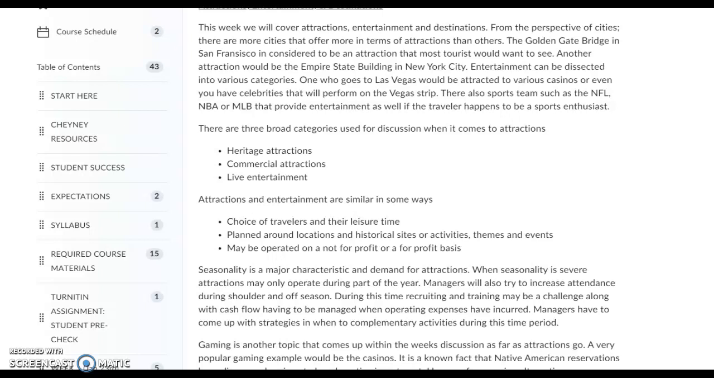Just another thing to think about when it comes to attractions and entertainment is leisure time, and then also planning around locations. And I just mentioned the historical sites a few minutes ago, as well as themes and events. Six Flags, for example, in different cities and states would happen to be an example. And then most definitely when you think about going to Florida, theme parks, Walt Disney World, or even if you were to go to California, Disneyland, okay?